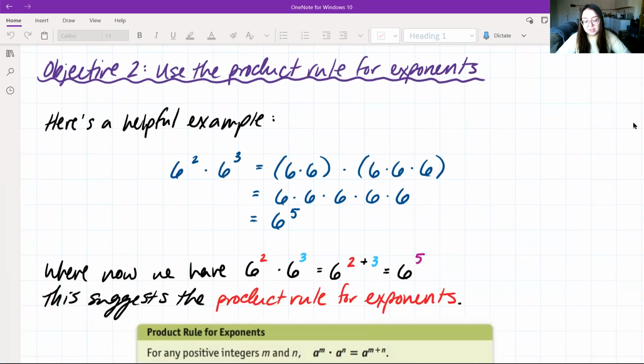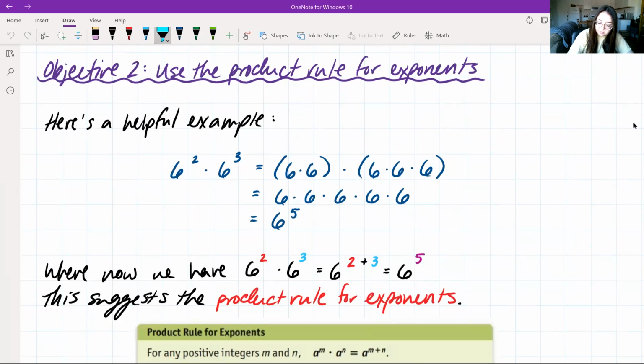All right. Objective 2, we want to use the product rule for exponents. So a helpful example to introduce our product rule would be something like if we had 6 to the power of 2 times 6 to the power of 3. 6 to the power of 2 can be written as 6 times 6, while 6 to the power of 3 can be written out as 6 times 6 times 6. So really what we have here is we have 6 times 6 times 6 times 6 times 6.